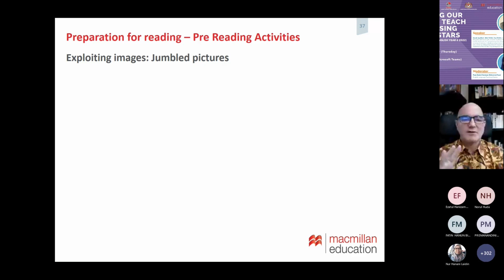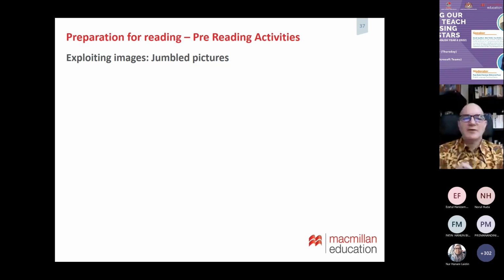Now, you can use one image and copy it many times, or you can use many pictures cut up into the same amount. So, for example, if you have a class of 20 students, you might have 4 pictures, and each picture is cut into 5 pieces. Then everybody in the class has one part of the picture.